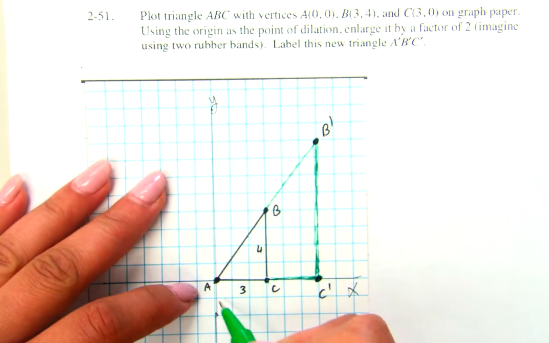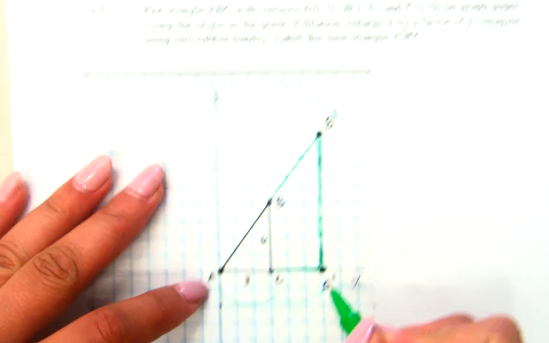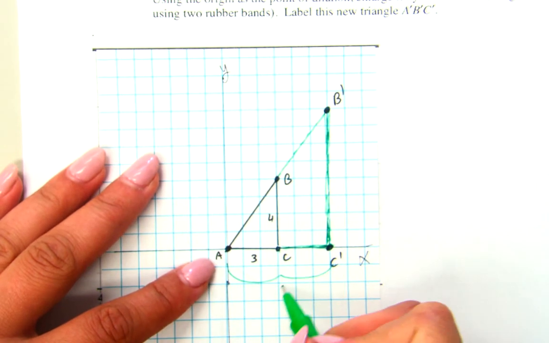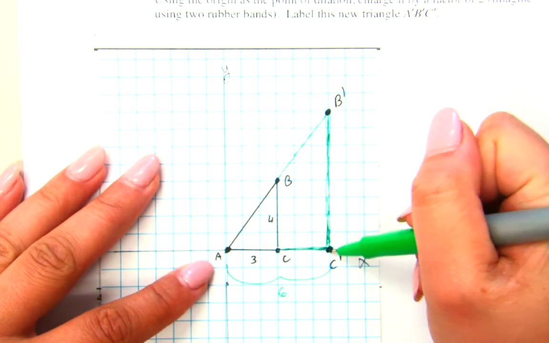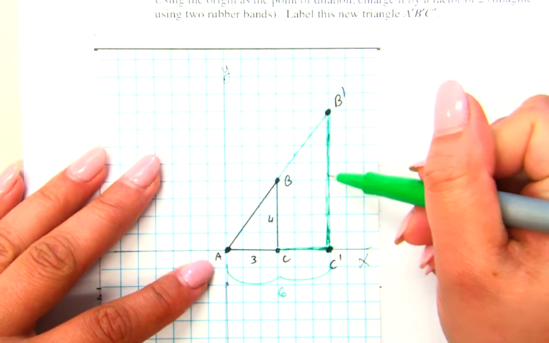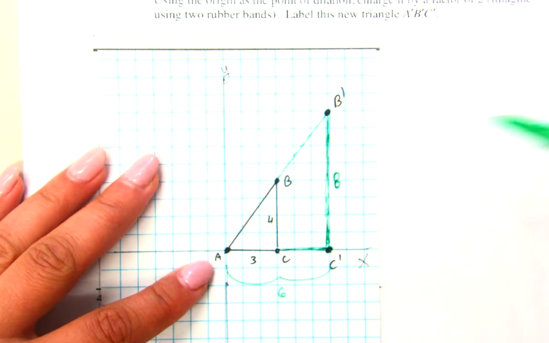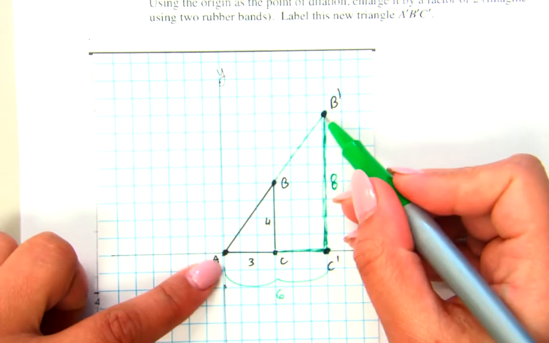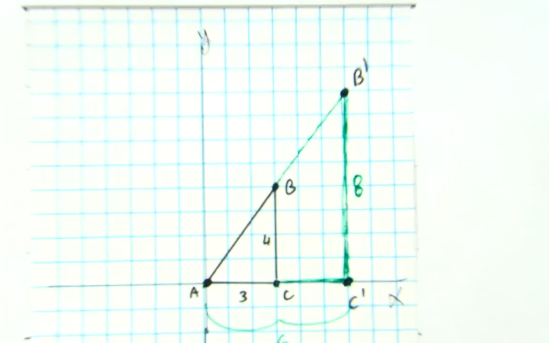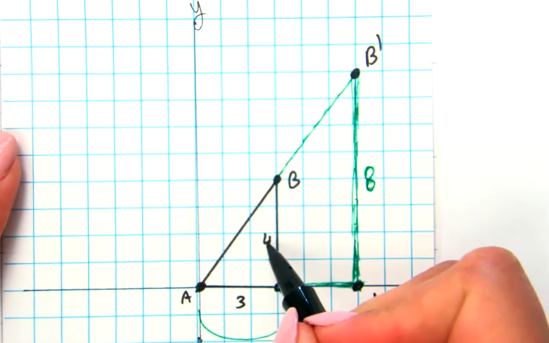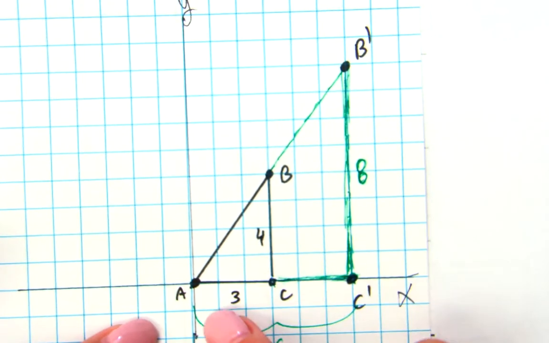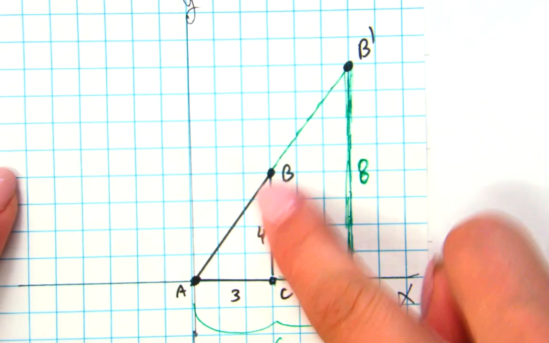The side length from A to C is 6. The side length from B to C is 1, 2, 3, 4, 5, 6, 7, 8. Okay, so doubled. That's good. So now we just have to verify this part right here. We have to verify that that part doubled too. So 3, 4, and then we need to find this.